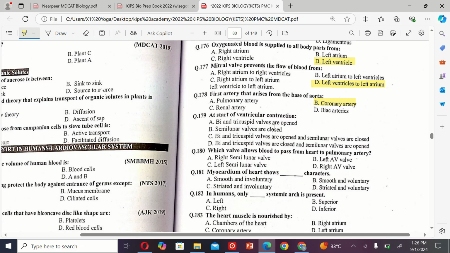The next MCQ is: it starts ventricular contraction. A. Bicuspid and tricuspid valves are opened. B. Semilunar valves are closed. C. Bicuspid and tricuspid valves are open and semilunar valves are closed. And D. Bicuspid and tricuspid valves are closed and semilunar valves are open. So the correct option is D.